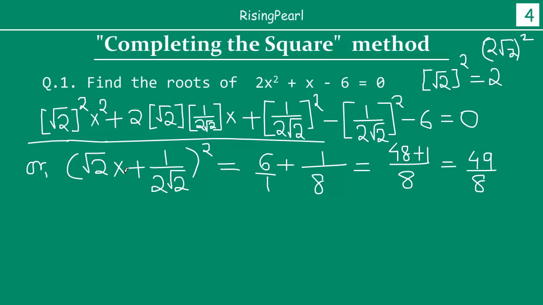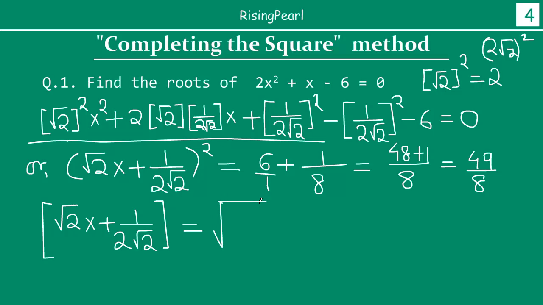So we have (square root 2 x plus 1 by 2 square root 2) whole square equals this. So taking square root on both sides, we get square root 2 x plus 1 by 2 square root 2 is equal to square root of 49 divided by 8.